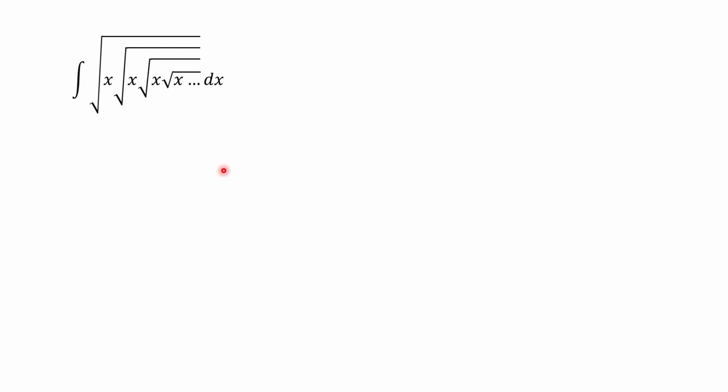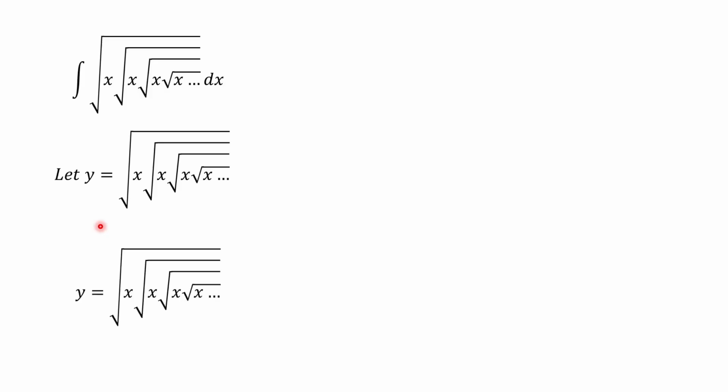Cool. So the first thing I think to recognize with this integral is, of course, it's not a standard function that we would integrate with. So we kind of need to mess around and see what we can do. So a good starting point is just let y equal this infinite nested radical. And then I thought a nice idea would be to square both sides.